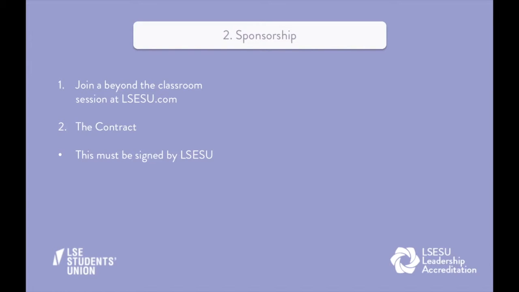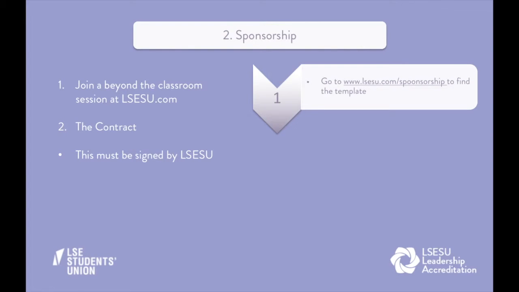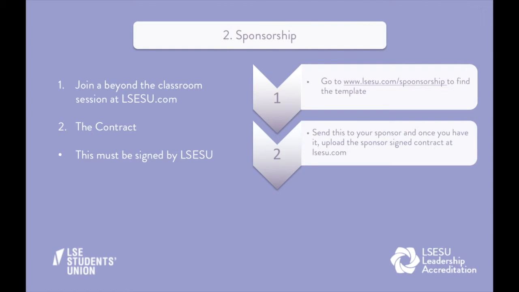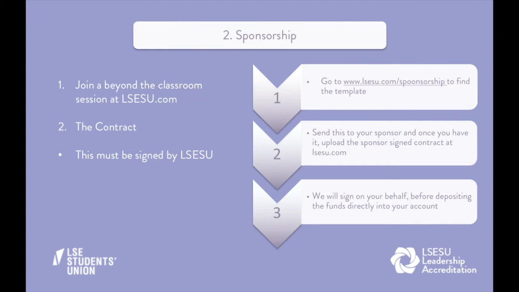So once you've secured a sponsor, the process is as follows. Go to lsesu.com/sponsorship, and on there you'll find a template for a sponsorship contract. You then need to complete this so that it fits your needs, and then give it to your sponsor and ask someone at the company who's sponsoring you to sign it on their behalf. Once they have signed it, you need to submit the signed contract using the online form, again available at lsesu.com/sponsorship. We will then sign the contract on your behalf and generate an invoice which we will send to your sponsor so that they can pay money directly into your SU account.